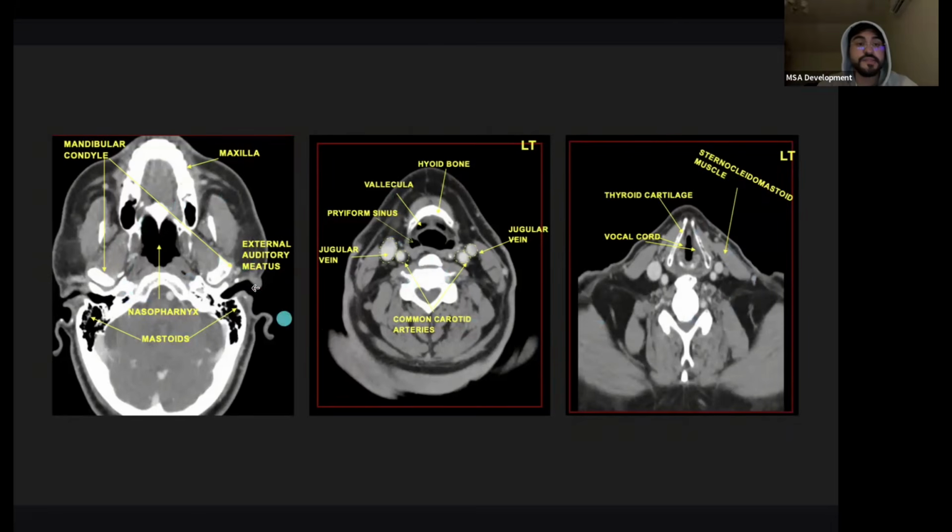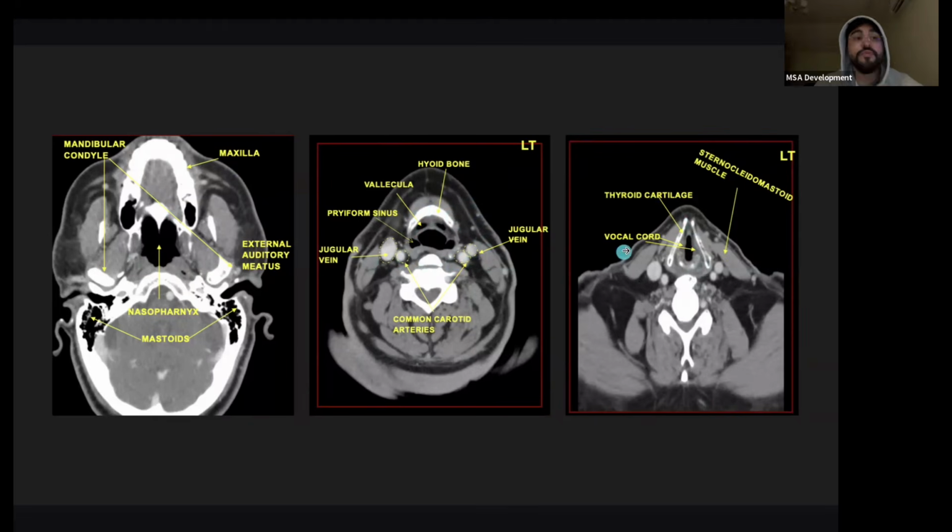Okay, these are just different scans so that you can appreciate the nasal cavity, and you can also appreciate the larynx and the hyoid bone at different levels. So here you can see the mandibular condyle, the nasopharynx, and then we go. Then this is the hyoid bone. This is your jugular veins on the side.